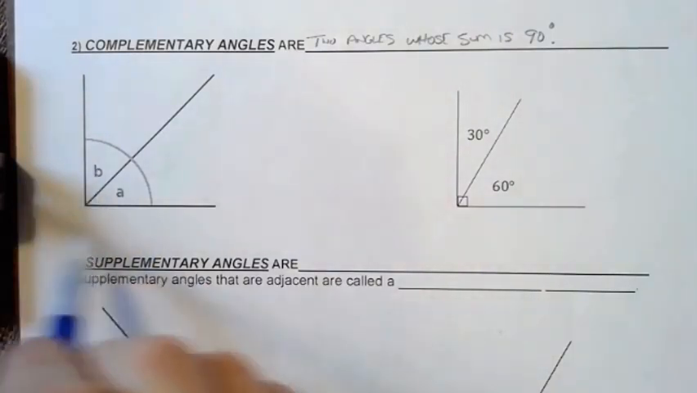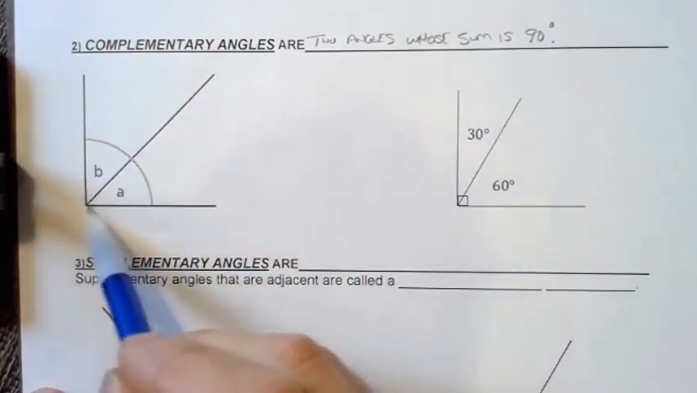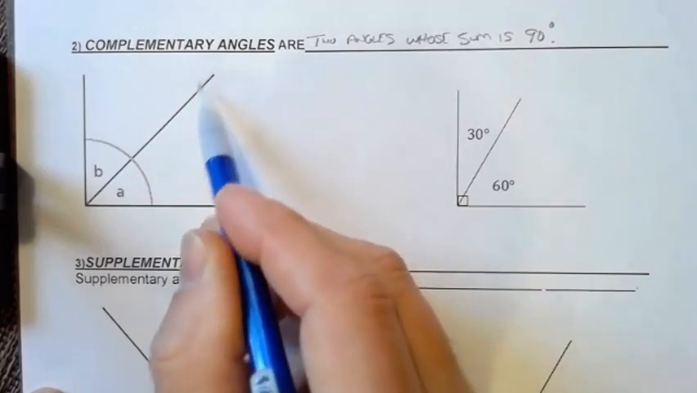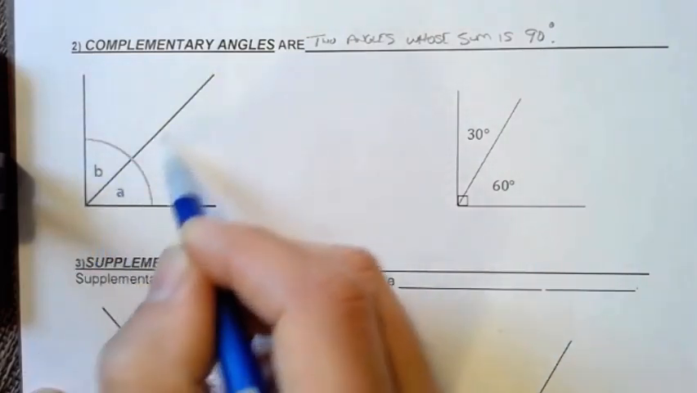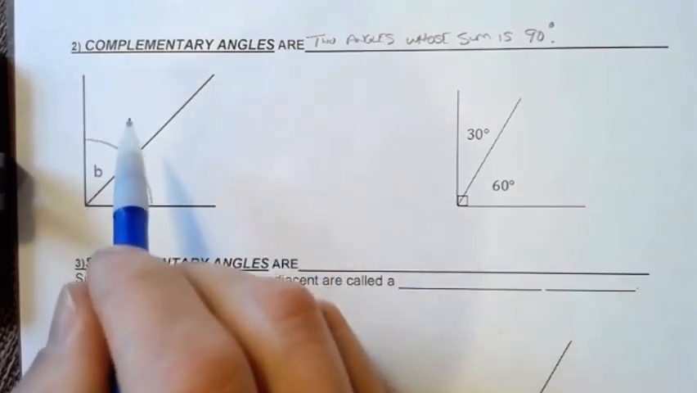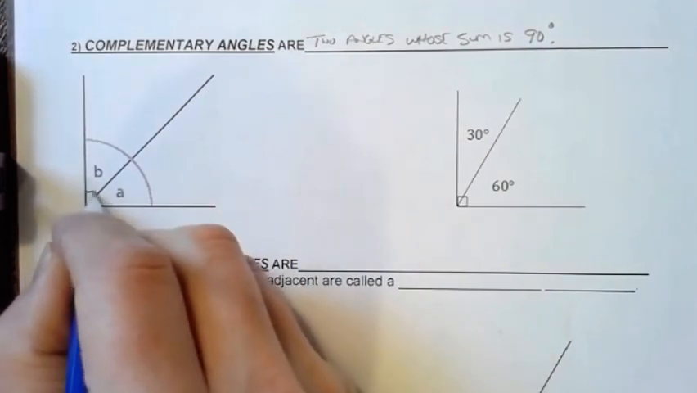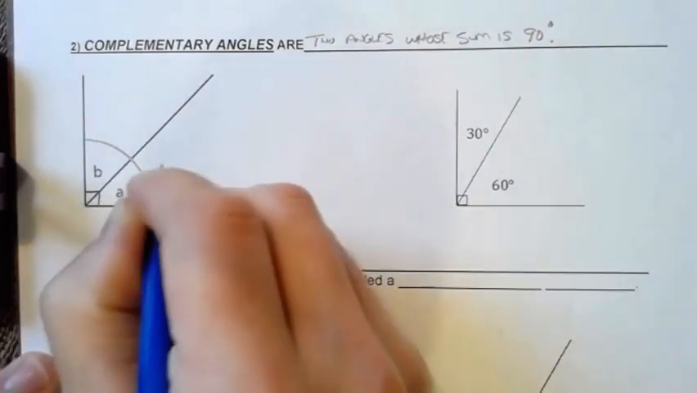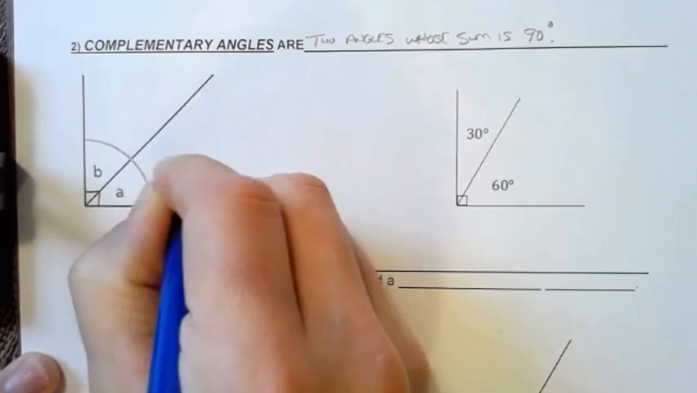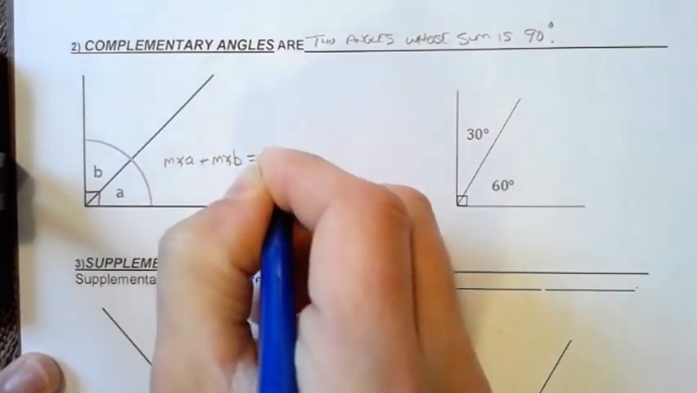And that's what we see right here in this picture. We have angle A, which is this angle right here, and we have angle B, which is this angle right here. Now, complementary angles in this example do not have to be adjacent to each other, but when we do put them together and make them adjacent like this, they form this right angle. So I can say that the measure of angle A plus the measure of angle B equals 90 degrees when we add them together.